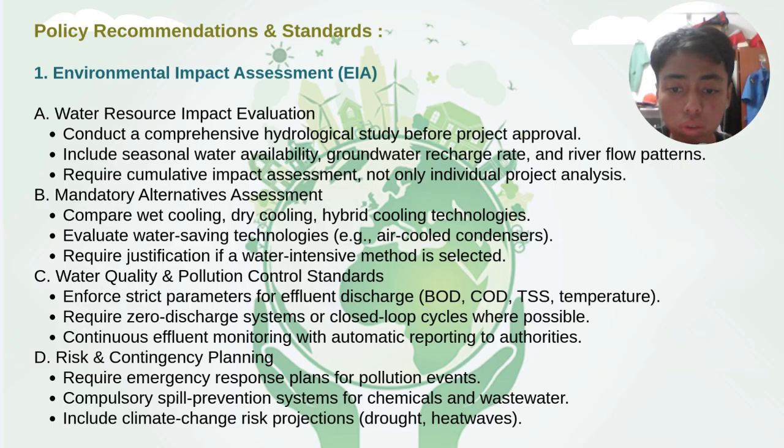C, water quality and pollution control standard. Enforce parameters for effluent discharge: BOD, COD, TSS, and temperature. Require zero discharge systems or closed loop cycles where possible. D, risk contingency planning: require emergency response plans for operational events, and spill prevention systems for chemicals and wastewater.